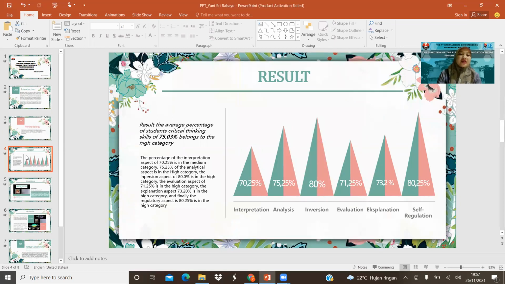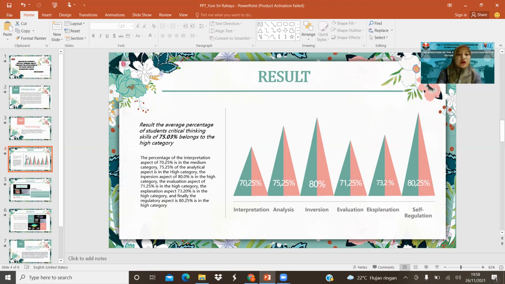And the results: the average percentage of student critical thinking skill of 75.03% belongs to the high category. For the interpretation aspect, 70.25% is the medium category. And 75.25% for the analysis aspect is in the high category. The inference aspect of 80% is in the high category.